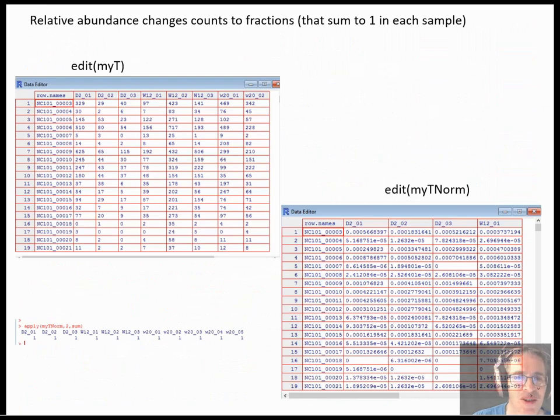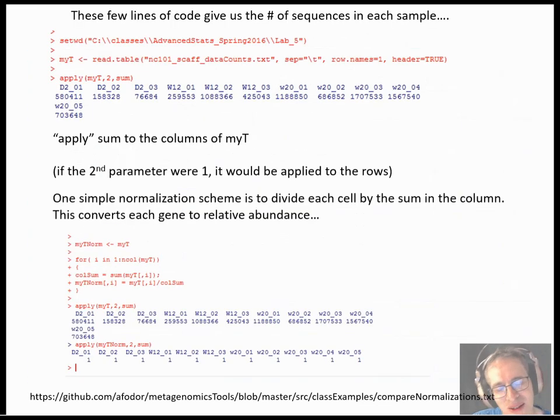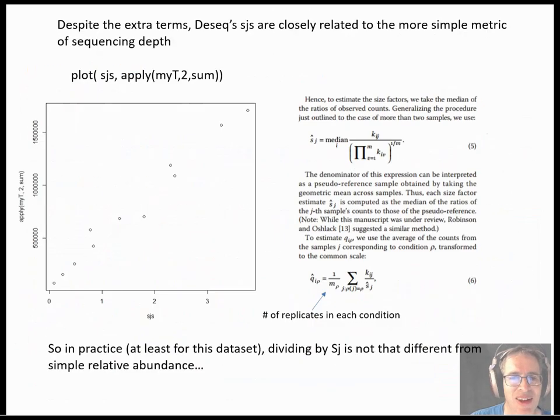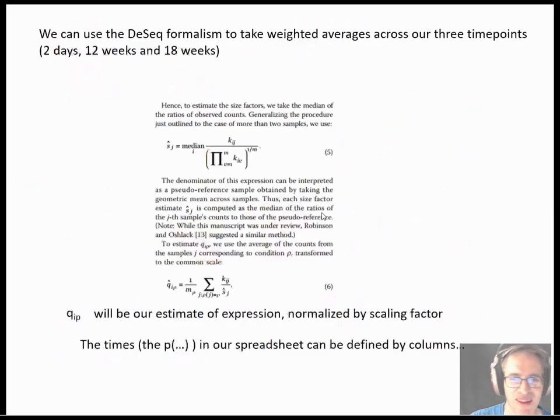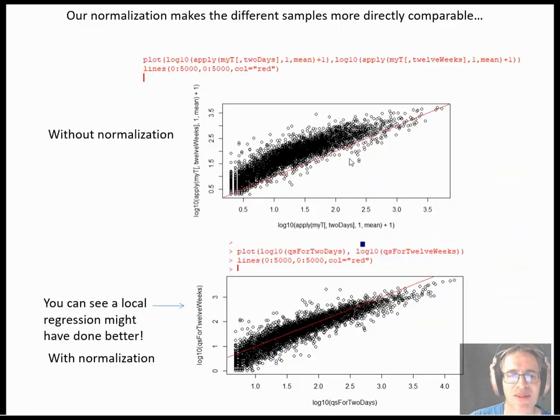If that seems overly complicated, maybe it is, but maybe it's good that it's complicated because it's robust to outliers. It's very similar to just taking relative abundance and then scaling to some number other than one in the normalization. So that's fine. We have our normalized data correcting for sequencing depth at 2 days, 12 weeks, and 18 weeks. Now let's look at it without normalization.